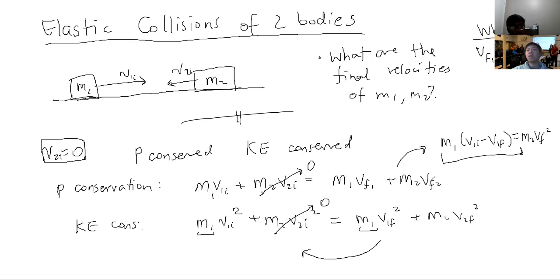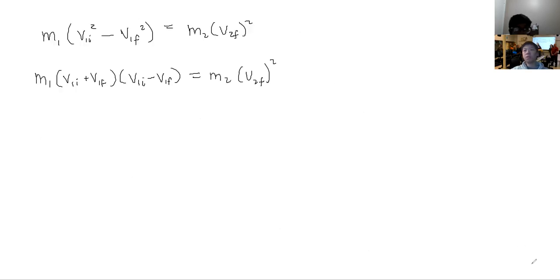So now from the momentum conservation equation, this looks really familiar: M1 times (V1I minus V1F), and not squared, sorry. We're going to replace this thing in our equation with M2 V2F. So this thing becomes M2 times V2F. And now we can kill off M2 V2F from both sides, which gets rid of the square. What we're left with is V1I plus V1F is equal to V2F. This is already looking pretty nice.